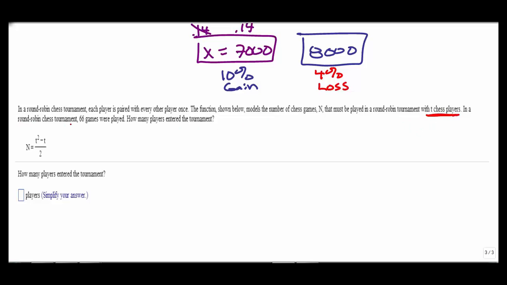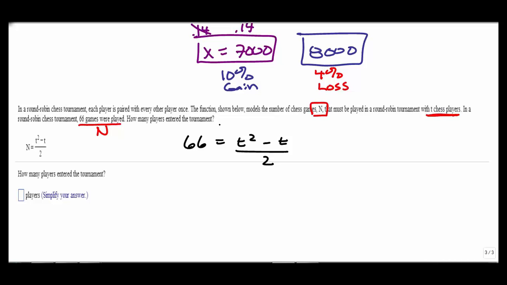in a round robin tournament. It tells us that 66 games were played. They want to know how many people entered the tournament. Well, cap N is the number of games. So for our case here, we know 66 is equal to t squared minus t over 2, because 66 is the number of games and t is the number of players. Now they want us to find the number of players.